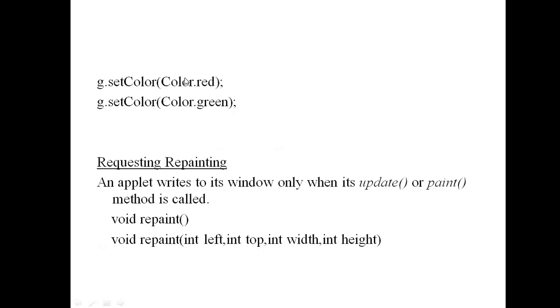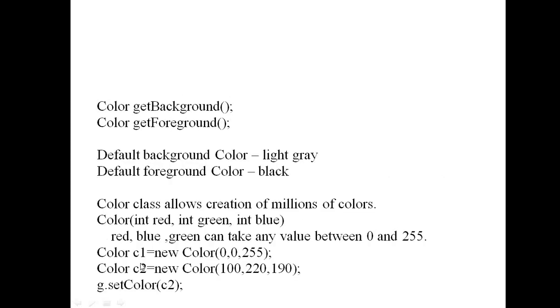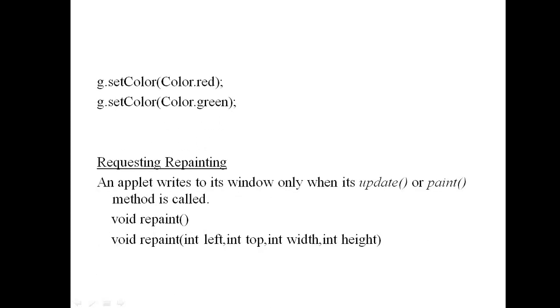So g.setColor(Color.red), or g.setColor(Color.green), this method also works. See, the color constant is used over here. In this example, c2, the object that we have created, is used. This is our own color that is created.